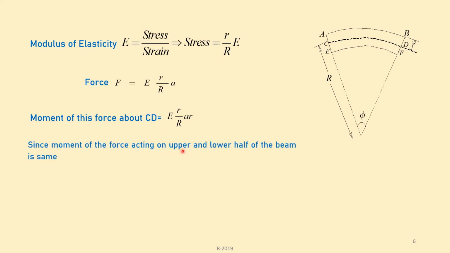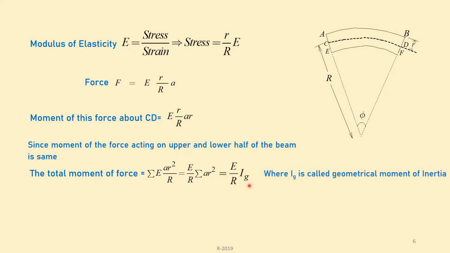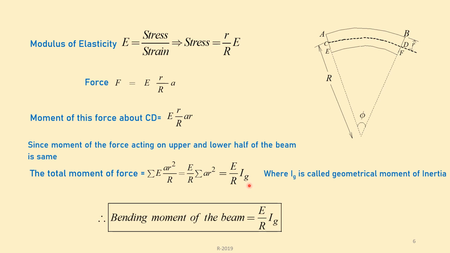Now, since the moment of force acting on the upper and lower half of the beam is same, I can extend this equation to express the total moment of force. So, taking the summation, the total moment of force is equal to sigma E into A r square by capital R, or E by capital R sigma A r square. Now, sigma A r square is notated as IG, called geometrical moment of inertia. And this is the very expression for the bending moment of the beam. We call this the bending moment of the beam: E by R into IG.